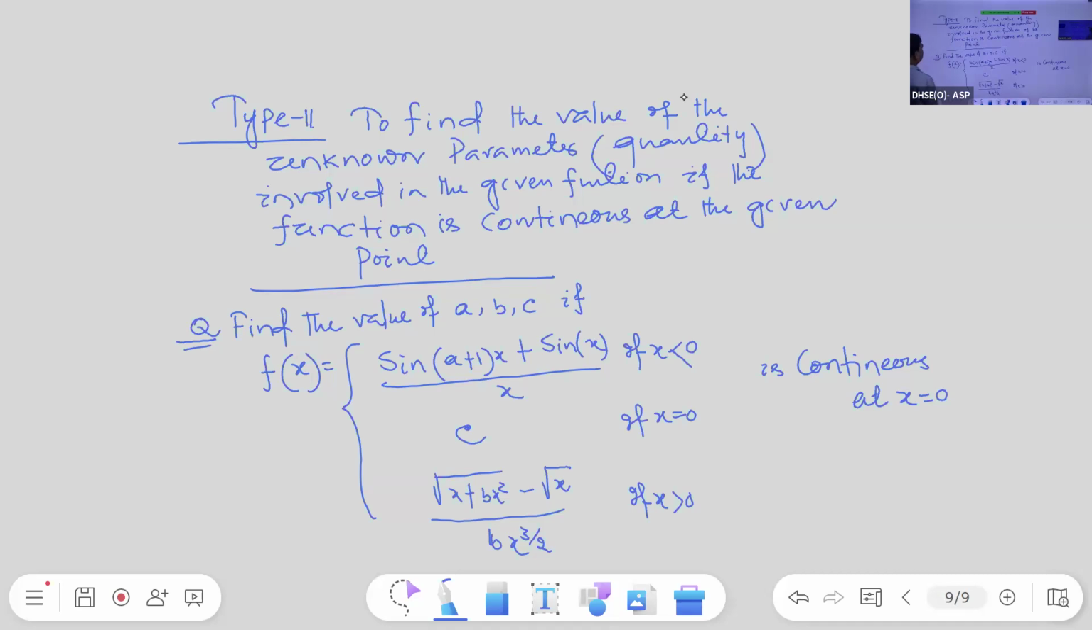So directly here you can write the value of the function is given, that is f of 0 is equal to c. Now we have to calculate the left hand limit and right hand limit. Left hand limit will be calculated at this function, and right hand limit will be calculated at this function. Okay, so I am using the next page.